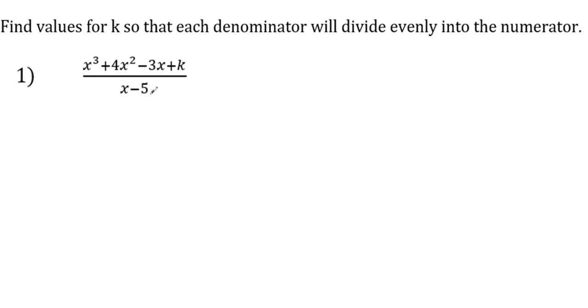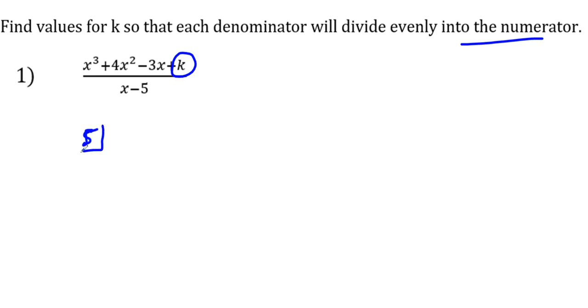So what we're going to do is go ahead and do this one, but we're looking for what value of k gives it evenly to a numerator. We're looking for, basically, the factor theorem. So my divisor, I'm going to do 5.